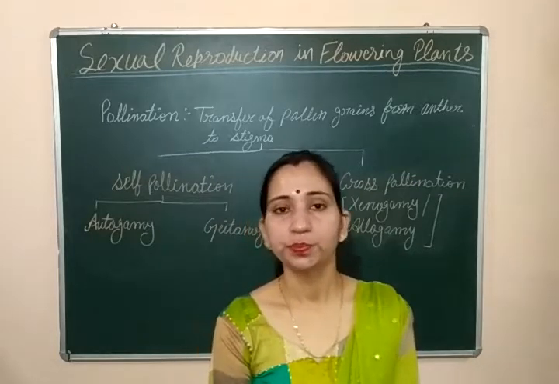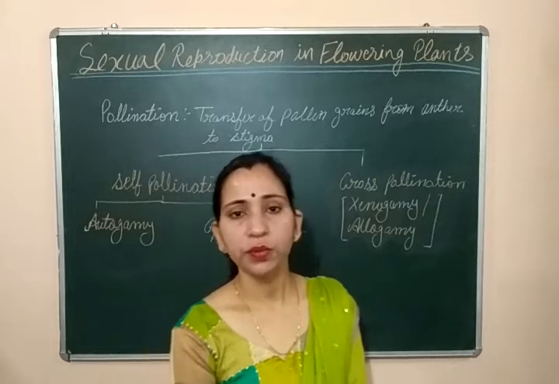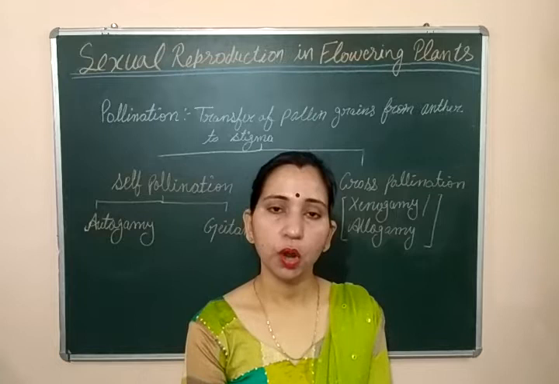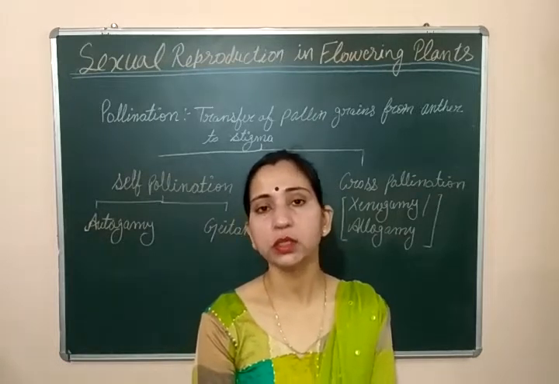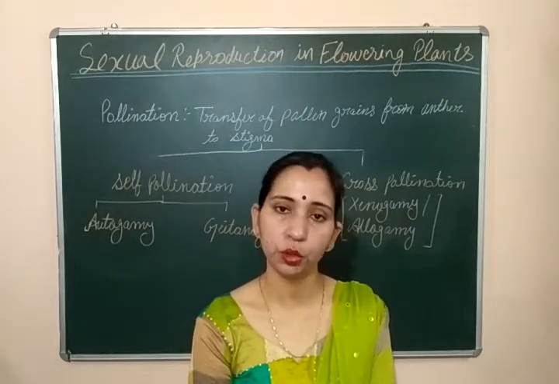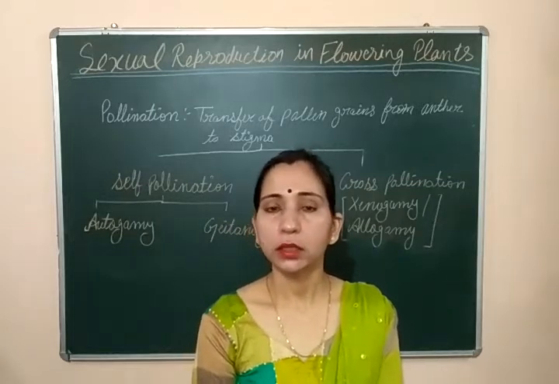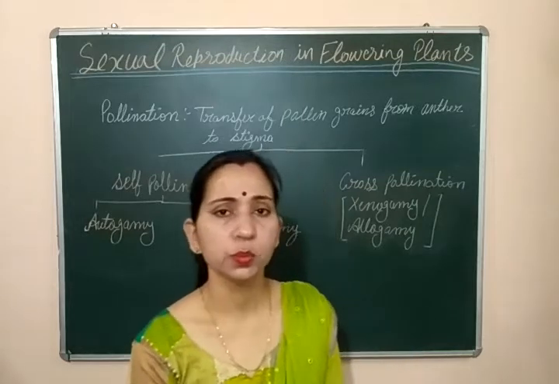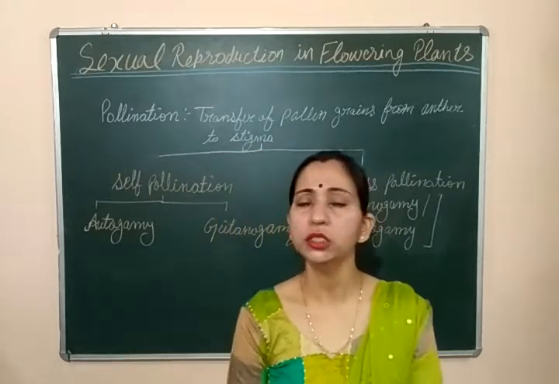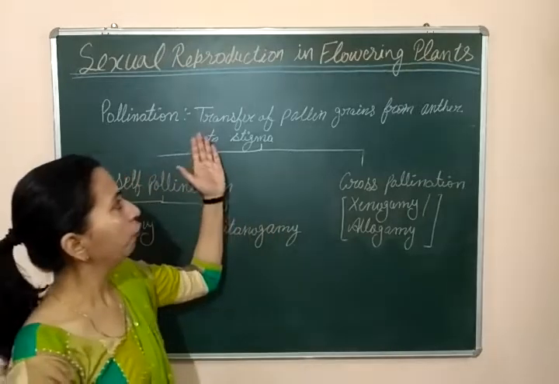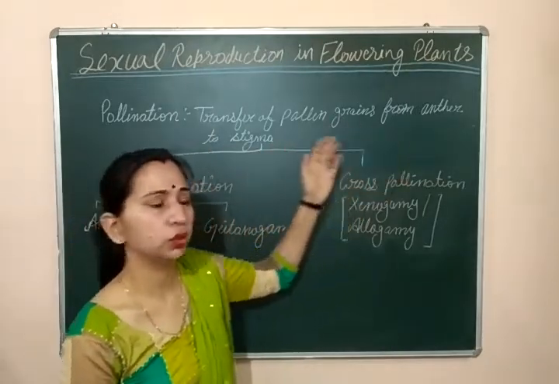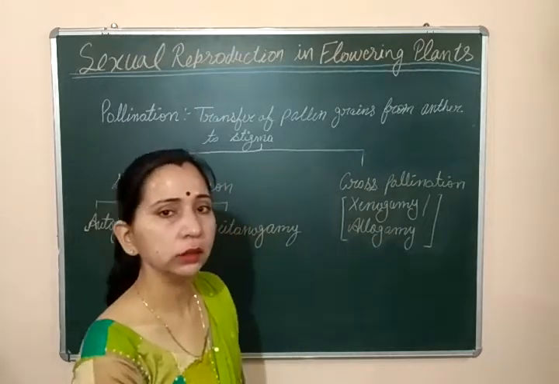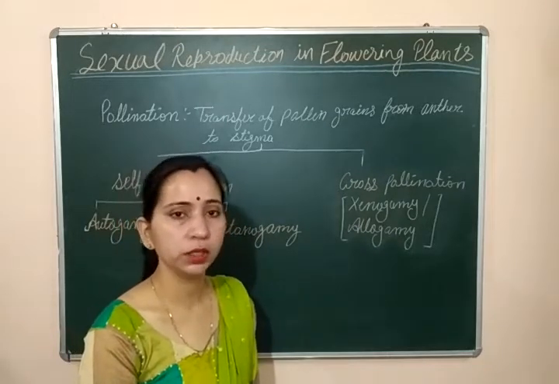Let's study further. Up to this chapter, we have studied pollen grain formation, means the production of male gametophyte, and then we studied the structure and development of female gametophyte. Now we will start the next topic of this chapter, that is pollination. What is pollination? As you all know, pollination is the process of transfer of pollen grains from anther to the stigma. The process of transfer of pollen grains from anther to the stigma is called pollination.